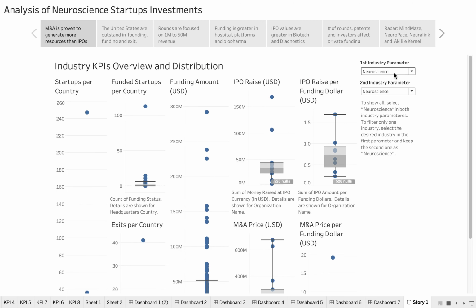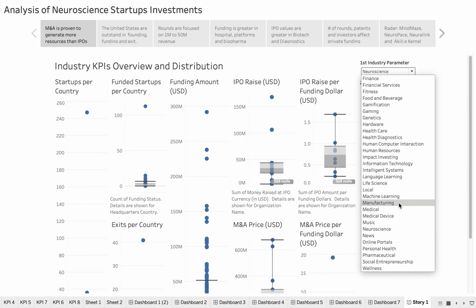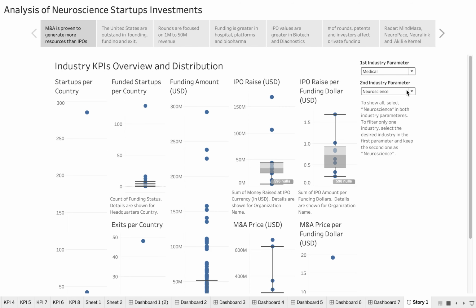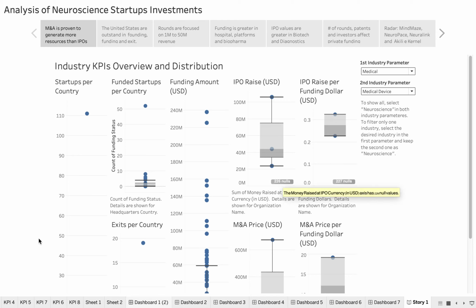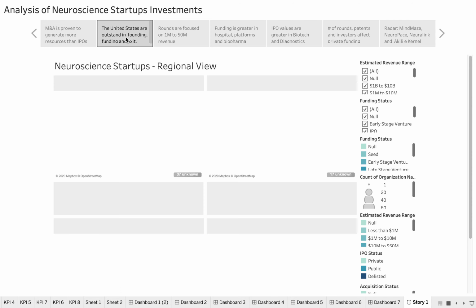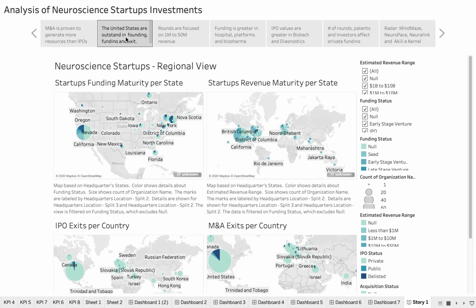Throughout the whole dashboard, we're going to have two parameters to allow the user to filter specific groups within the neurotech industry, such as, for example, medical, which would be treatments that need prescription, and medical devices. So this is the conjunction of both subgroups of the industry, and we can realize that the numbers change a bit.